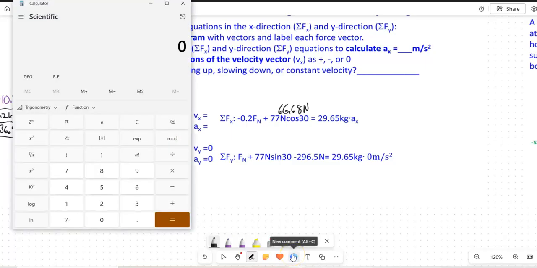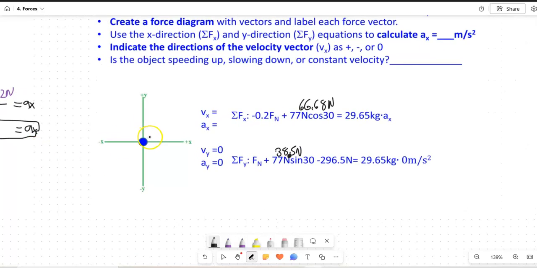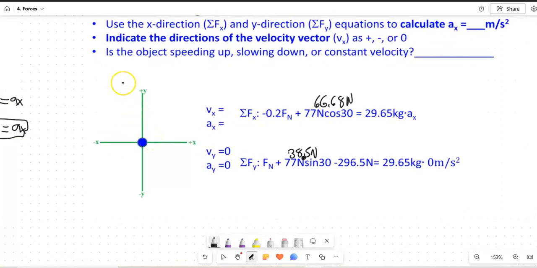And I know this right here is 77 divided by 2, which is 38.5. So we know this is 38.5 newtons. So I'm going to put that into my force diagram, okay? And this is going to help me with my calculation, but let's construct our force diagram first, okay?